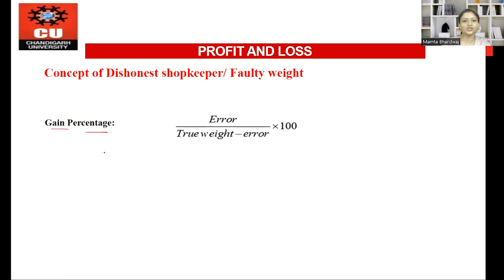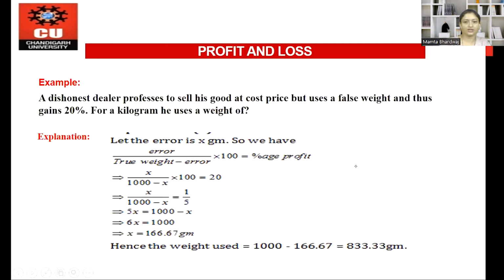So let's do another concept. Here the gain percentage is equal to error upon (true weight minus error) into 100. Let's assume that a shopkeeper has to give 1000 grams of sugar, but he is giving only 800 grams. So by giving less quantity, he makes the profit. So how much profit is he making? You can find out his profit percent by using this concept. Now we will discuss this concept with the help of an example.